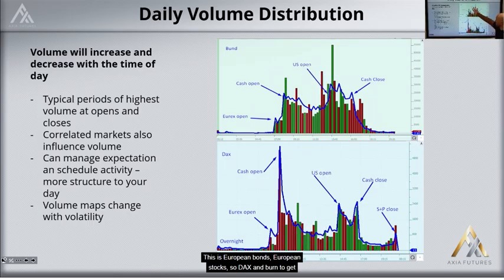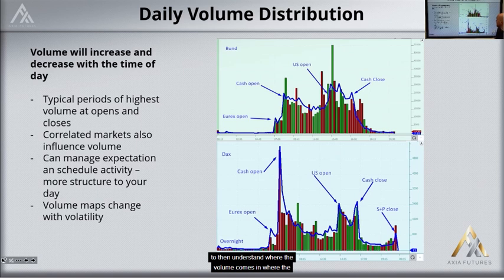This is European bonds and European stocks, so DAX and Bund, to give the illustration. And you see this very distinct pickup in volume. This comes on the cash open. That's where you'd expect the highest, or one of the highest, periods of volume. There's a very clear distribution in almost every market, this kind of U-shape between volume peaking at the open and volume peaking at the close of the cash session. Outside of that, volume dips off. So you end up with this sweeping M shape in terms of volume: pickup into cash open, fall, back up, and down once more.